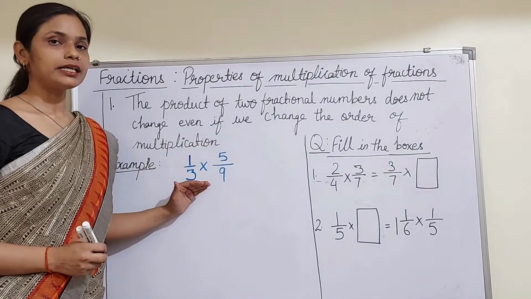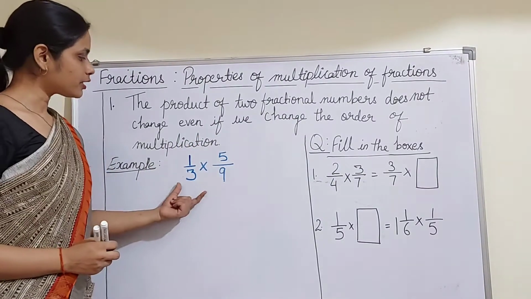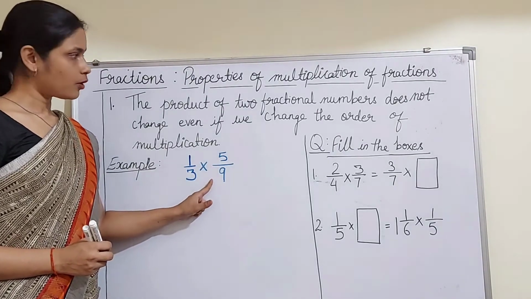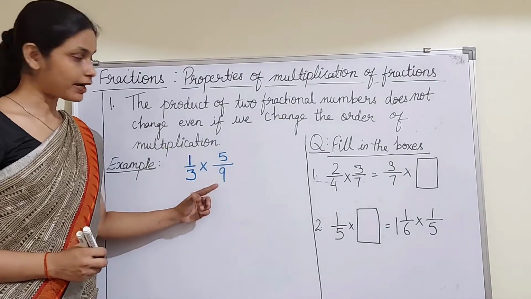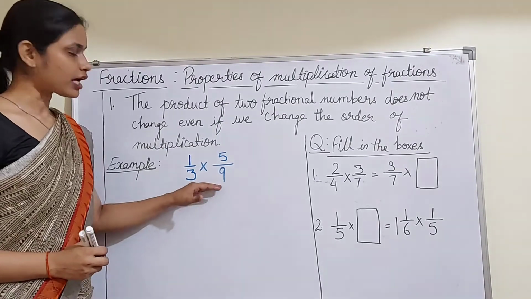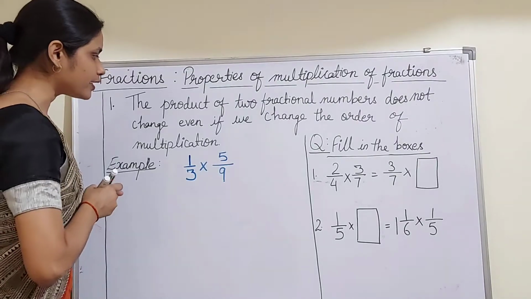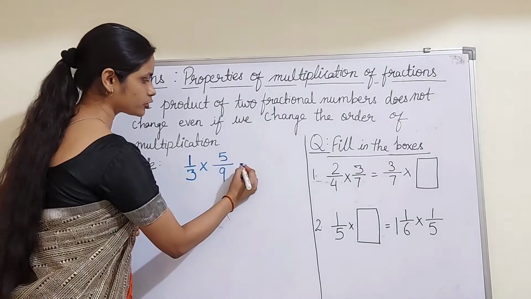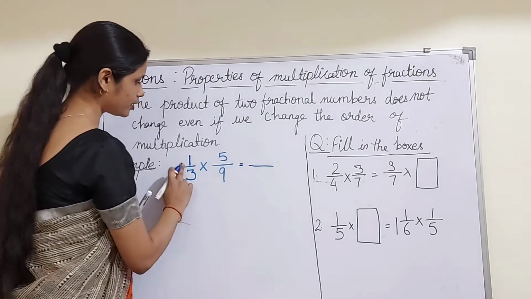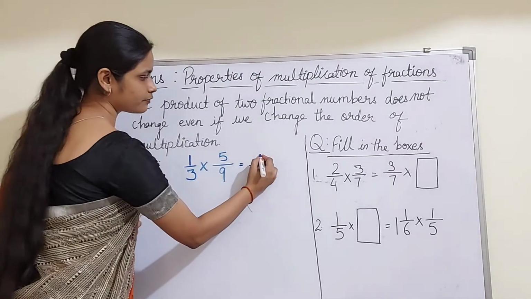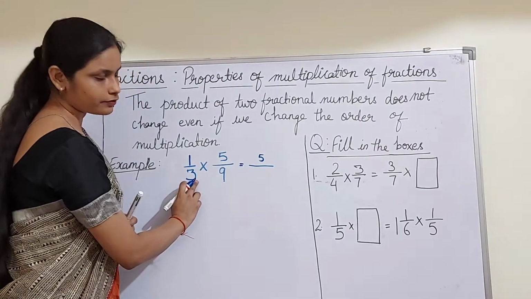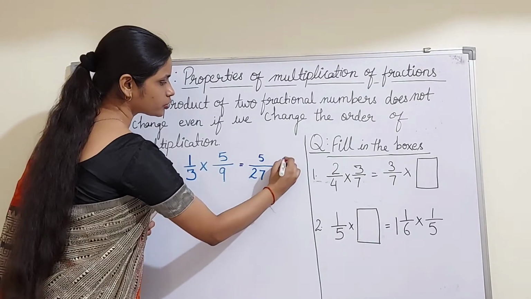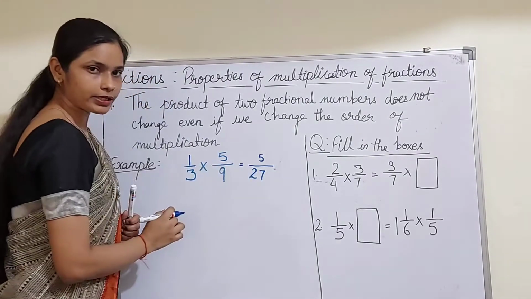Now let us understand this through an example. Here I have taken two fractions, 1 by 3 and 5 by 9. We have to check the product by changing the order of the fractional numbers. So first let us find the product. 1 by 3 multiplied by 5 by 9: in the numerator we have 1 multiplied by 5, that gives 5. In the denominator we have 3 multiplied by 9, so 3 9s are 27. So the product is 5 by 27.